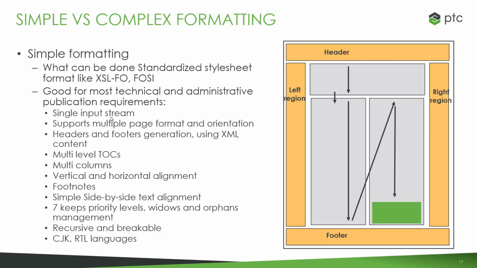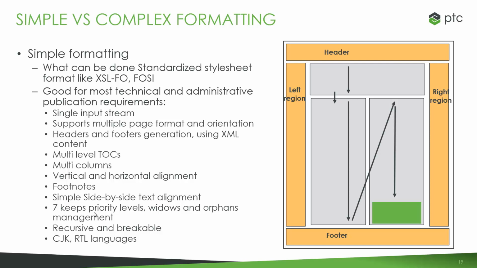First, you have one single input stream for the XML or HTML content, and that input stream will flow into columns. Of course, you may have one or more columns which are generally the same size. And you have this content flowing into the main area of the page. And of course, you may have headers, footers, and left and right regions where you can input some content coming from the main flow. You will have footnotes. You will need to support some level of side-by-side text alignments.